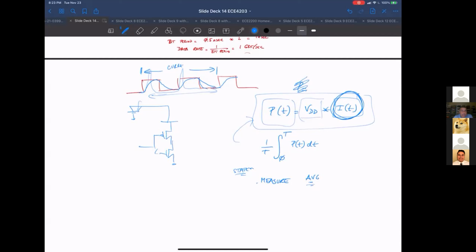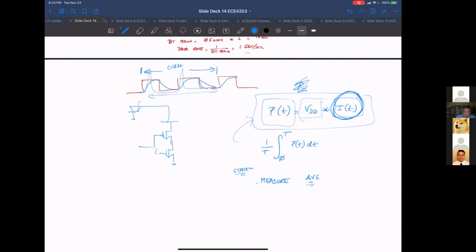I think the key thing to remember about this average power is that the current's not always flowing from the power supply. It's only happening some of the time. So you measure the total current over some period of time and divide it by that amount of time to get the average power.